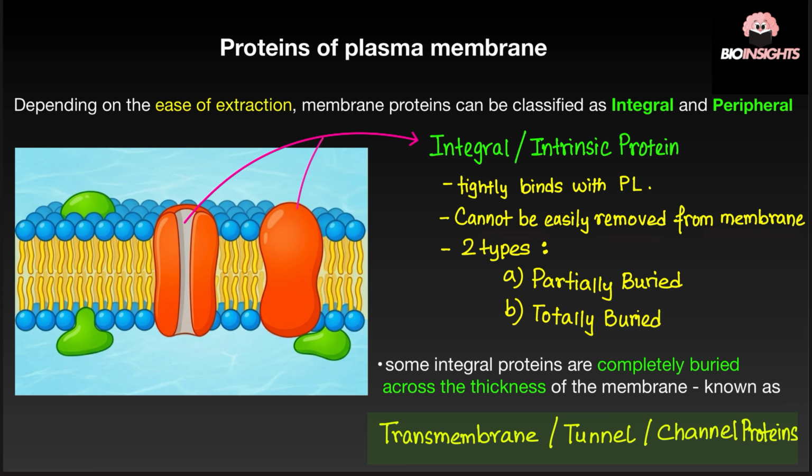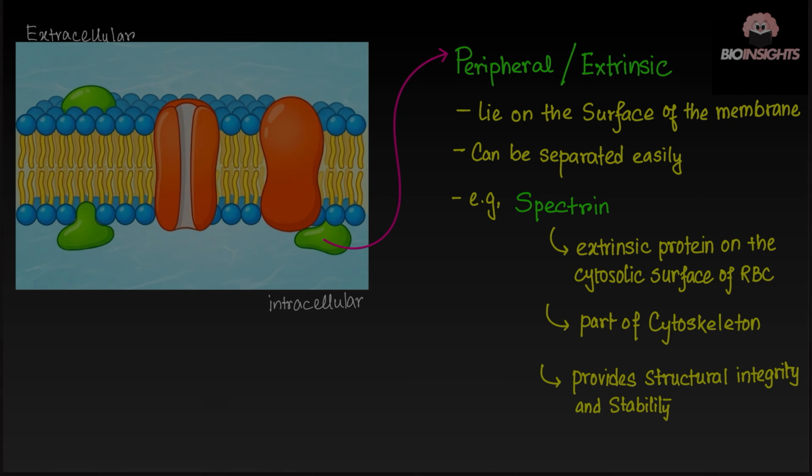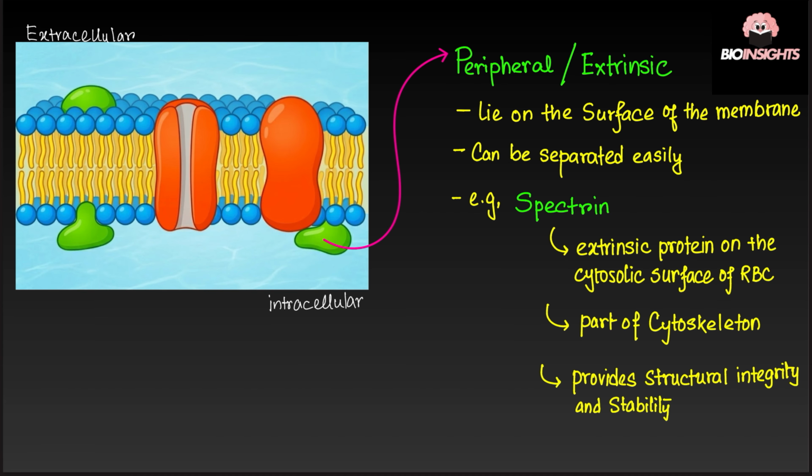Now, they are of two types. Some of them are partially buried and the others are completely buried. Some integral proteins are completely buried across the thickness of the membrane, known as transmembrane proteins, tunnel proteins or channel proteins. This is one classic illustration of a transmembrane protein that is completely buried across the thickness of the membrane.